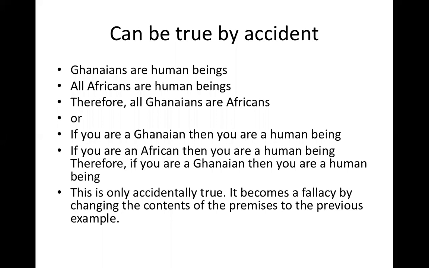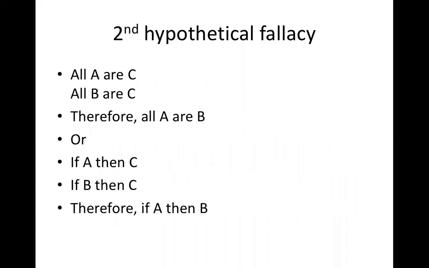All Ghanaians are human beings. All Africans are human beings. Therefore, all Ghanaians are Africans. Now, this is true by accident, but it doesn't mean that it is a valid operation. The fact that Ghanaians are human beings and Africans are human beings is not the reason why you knew that Ghanaians are Africans. You knew that on the basis of information that is not in the first two statements. So normally an argument should provide you all the information you need for the conclusion in the premises. So this kind of argument is normally a fallacy. It's the second hypothetical fallacy.